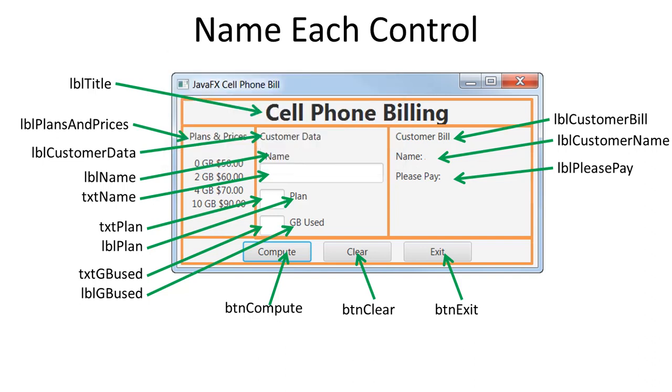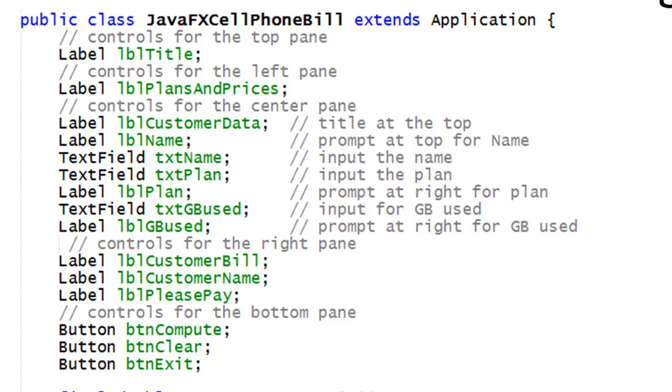The layout includes labels for the title, plans and prices, customer data, name, plan, and GB used, text fields for name, plan, and GB used, labels for the customer bill, customer name, and please pay, and buttons for compute, clear, and exit.